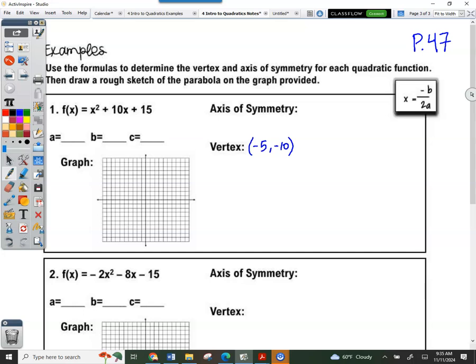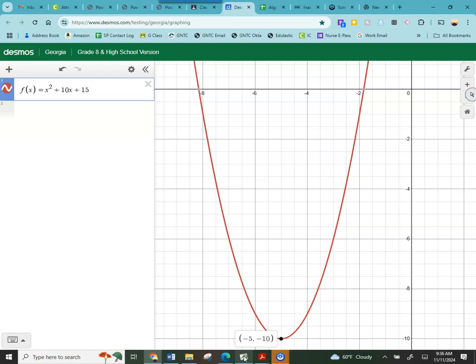Now it says, what's the axis of symmetry? Going back to that other piece of paper, we said that the axis of symmetry always passes through the vertex. Once you find the vertex, you've got the axis of symmetry. Now you do have to be careful because they want it as an equation of a line.